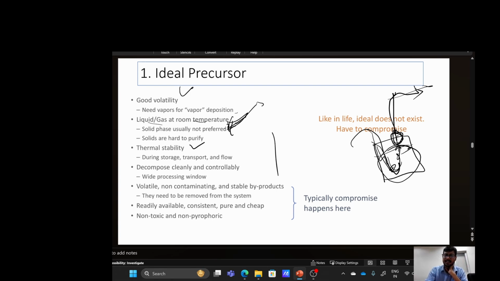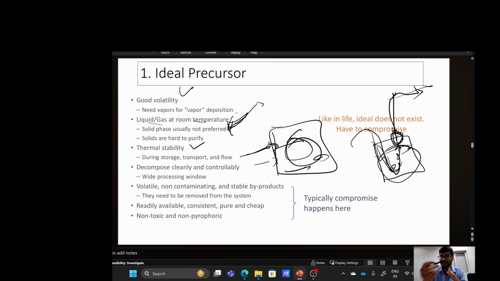There is a bubbler in which the material is kept. It is transported from other countries, so during that it should not get blasted. So proper care is taken when these kinds of precursors are transported. They should be a bit thermally stable, so they should not get blasted.